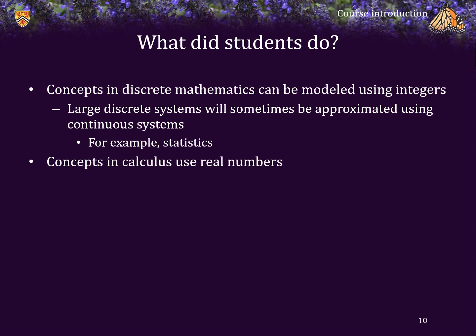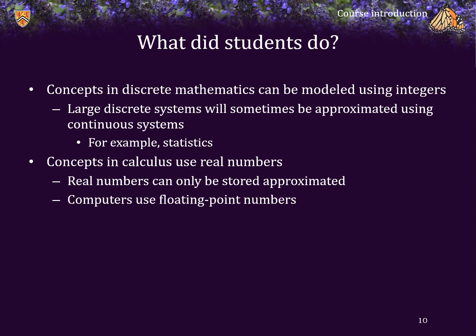Now, in calculus, all the concepts there require real numbers, as these are the result of limits and other such characteristics of calculus. Real numbers, however, can only be stored approximately. Computers actually use something called floating point numbers, which you were already introduced to in your first year course on programming.